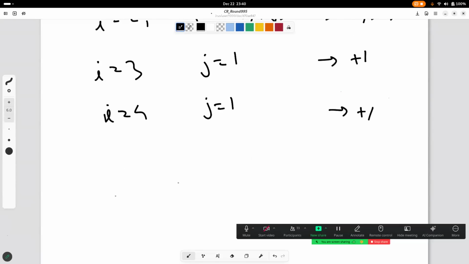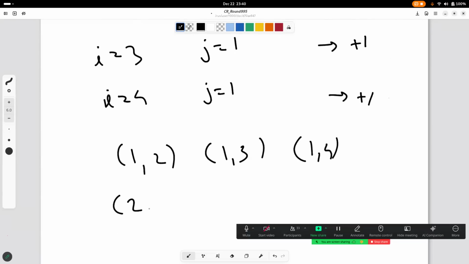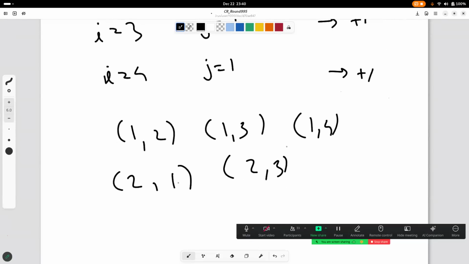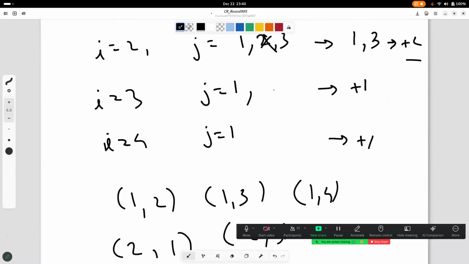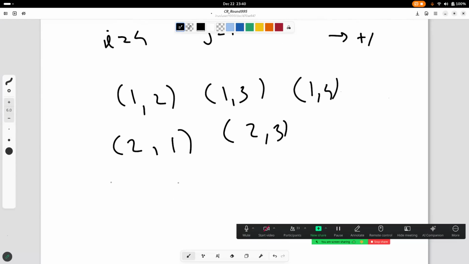Now, adding 3 to our answer basically corresponds to the pairs 1,2; 1,3; and 1,4. Adding 2 to our answer basically corresponds to 2,1 and 2,3. And also, since there's 2,3, you would also have 3,2. So this would add 2 to your answer.